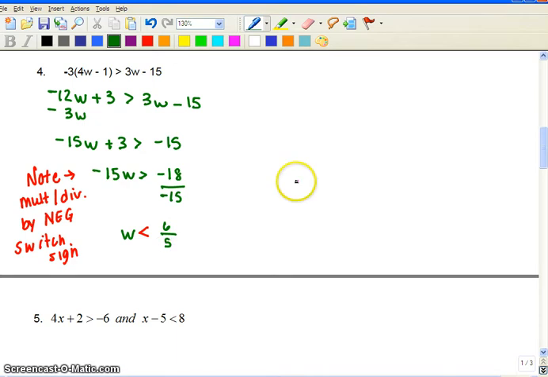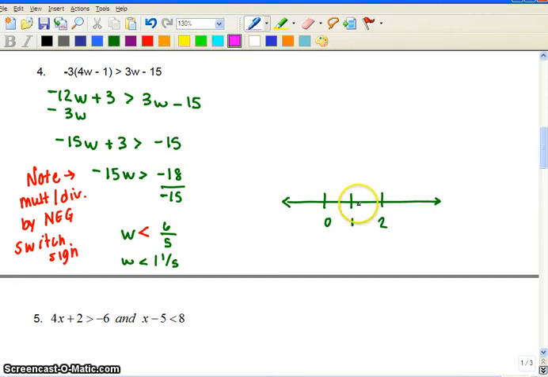Well, again, we want to graph that. Just because it's a fraction doesn't mean anything to us. Not a big deal. 6/5 is 1 1/5. So it's a little bit bigger than 1. So I'm going to go 0, 1, 2. Now 1 1/5, I would say, is right about here. Now I'm going to use an open circle because it doesn't have the little equal to sign.